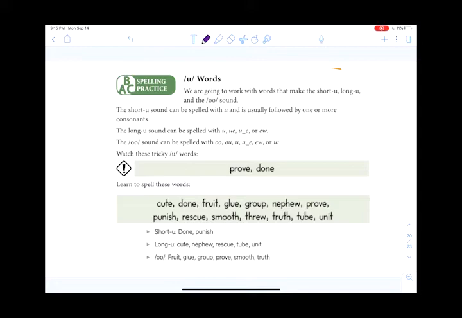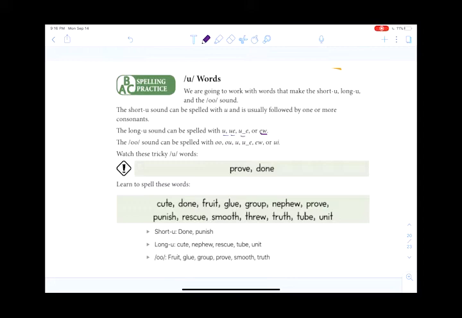They make the short U, long U, and the OO sounds. The short U sound can be spelled with U and is usually followed by one or more consonants. The long U sound can be spelled with U, UE, U consonant E or EW. The OO sound can be spelled with OO, OU, U, U consonant E, EW, or UI.